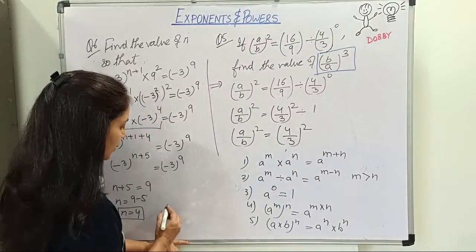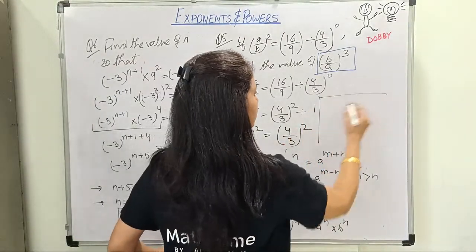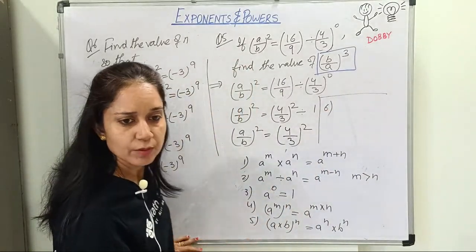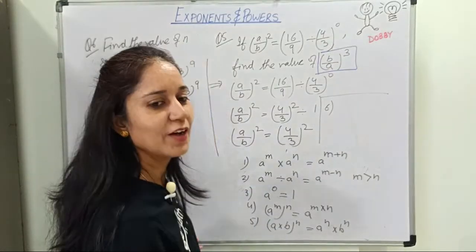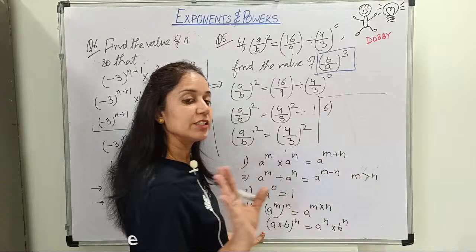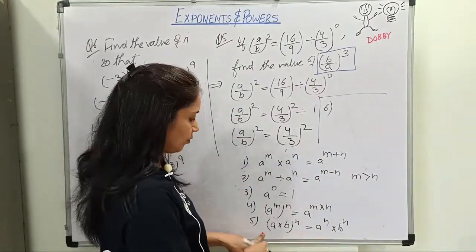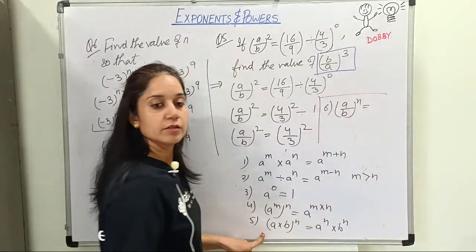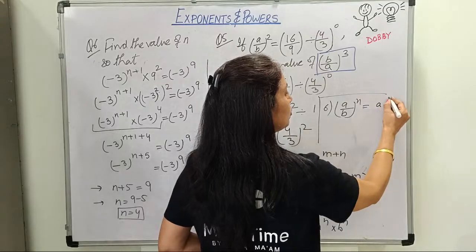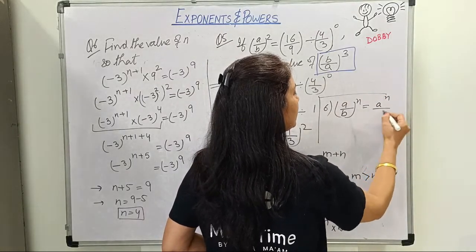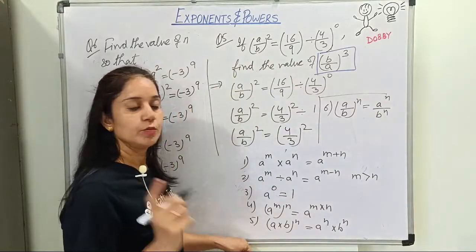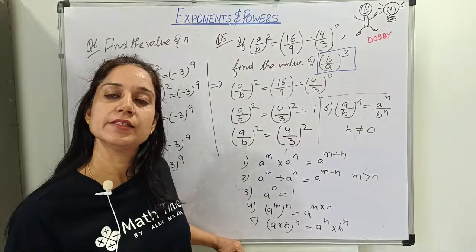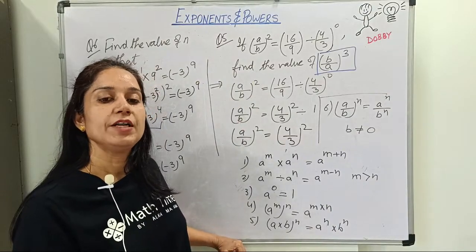Sixth one, power of a quotient. In the same way as in multiplication, the power is applicable to both. You just remember the 6 laws; the sequence is not that important. a upon b raised to the power n means a raised to the power n upon b raised to the power n. Here b cannot be 0, because the denominator cannot be 0, otherwise it becomes not defined.